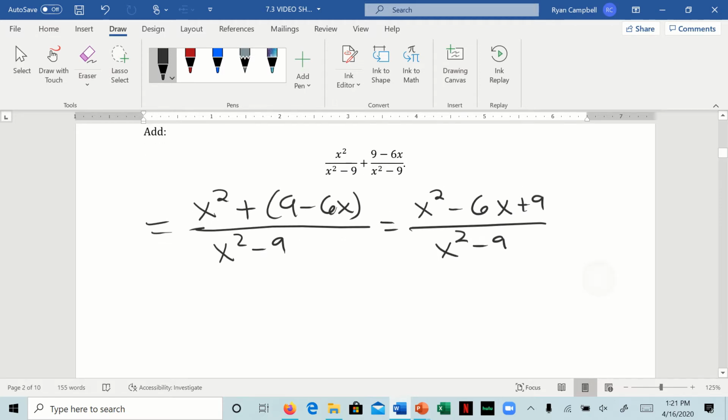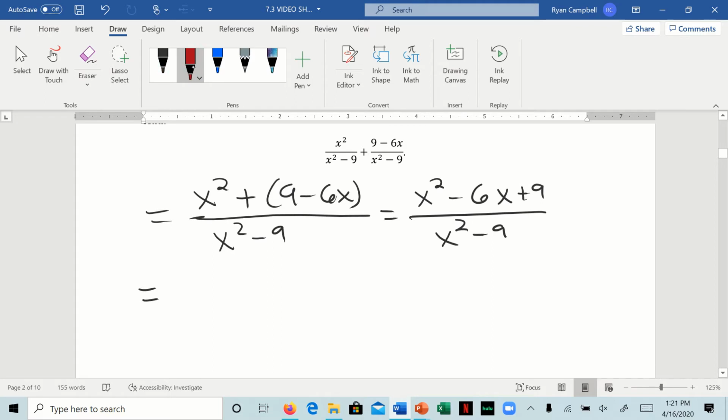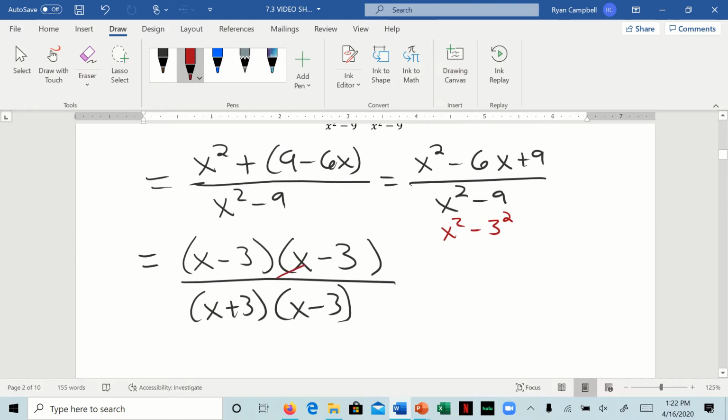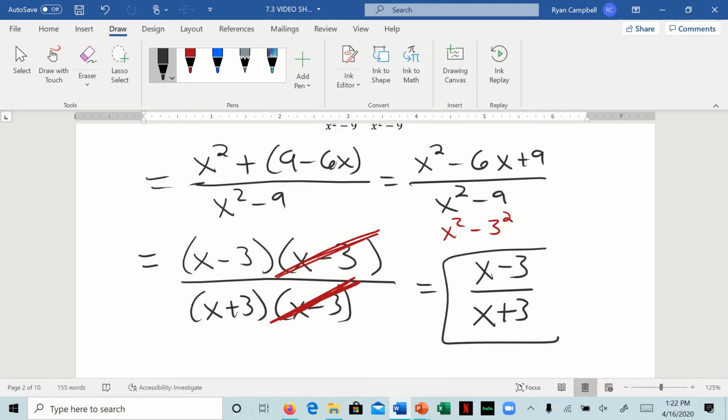All right, so now we got to factor. So we can see that the bottom is a difference of squares, right? So the bottom is just going to be x plus 3, x minus 3. For the top, what two numbers multiplied get you positive 9, added get you negative 6? Hopefully you see that that's negative 3 and negative 3, right? Negative 3 times negative 3 is positive 9. Negative 3 plus negative 3 is negative 6. So x minus 3 on the top, x minus 3 on the bottom, those cancel. And you are left with x minus 3 over x plus 3. That's the final answer.